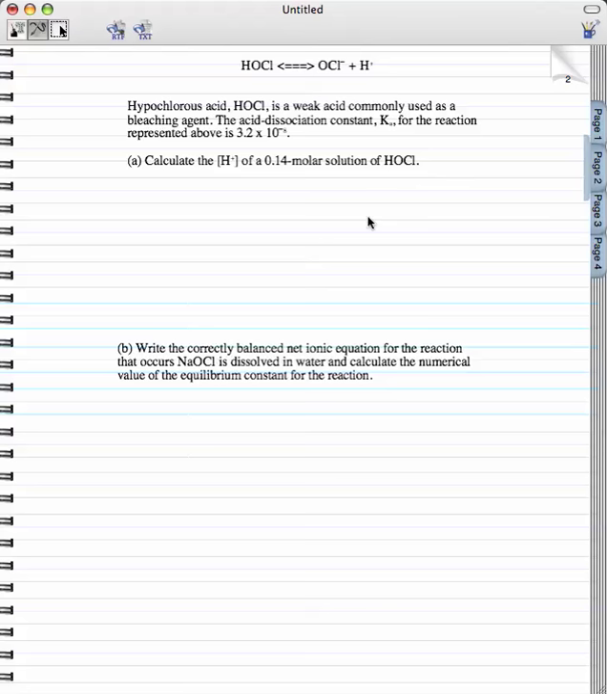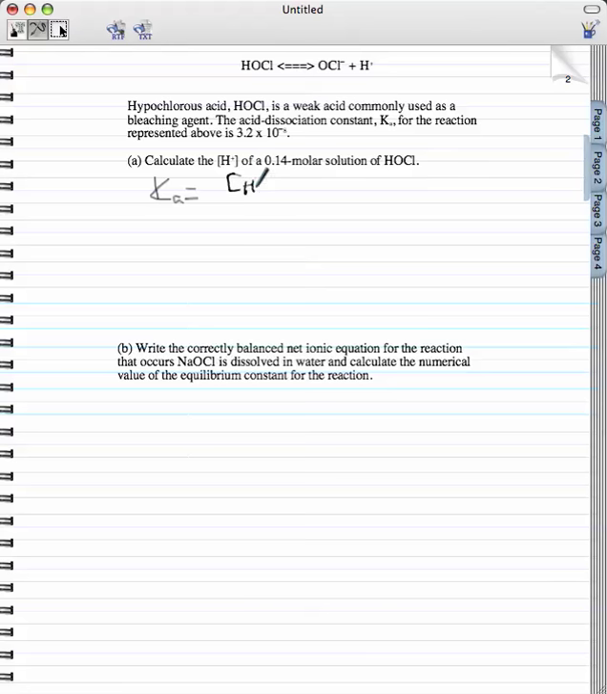Okay, so the first part here is that we have a weak acid, hypochlorous acid. We know it's a weak acid because they give us a Ka, and they give us the equation. And we're supposed to find the H plus concentration. So a couple things we want to do with this. First of all, we can think about it in terms of we need an expression for our Ka. So I think now the more recent questions would absolutely ask you for this, but we'll have it here.